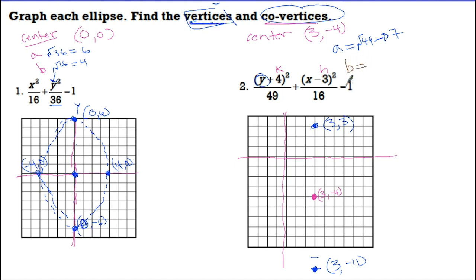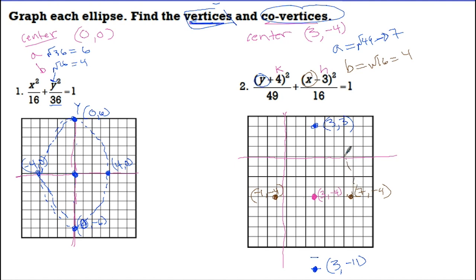My co-vertices is the square root of 16, which is 4 units in this direction from the center. So 1, 2, 3, and 4. I'm going to take 4 away from x. That makes this negative 1, negative 4. And then the other co-vertex is 4 to the right of 3. That's 1, 2, 3, and 4. 4 plus 3 is 7, negative 4.